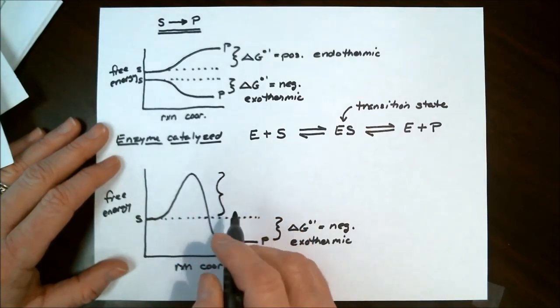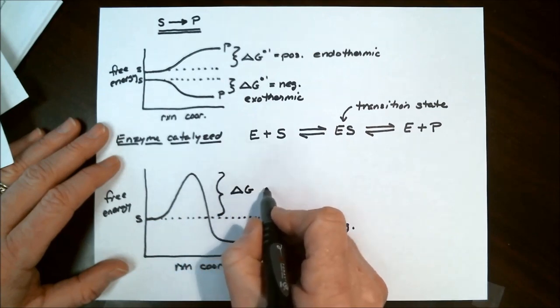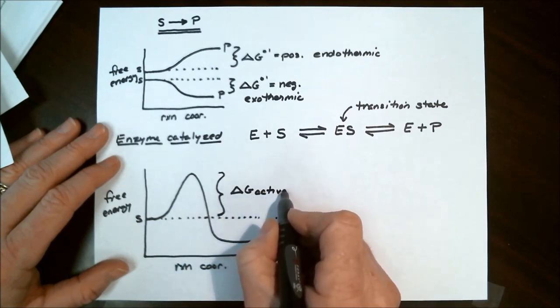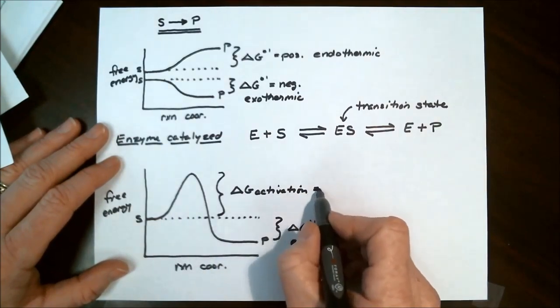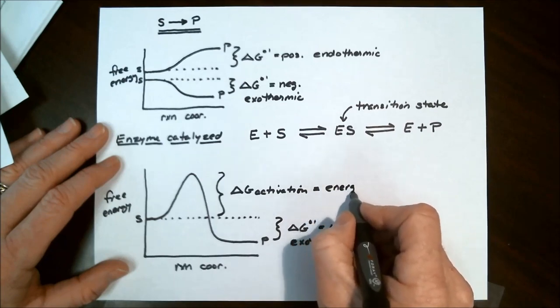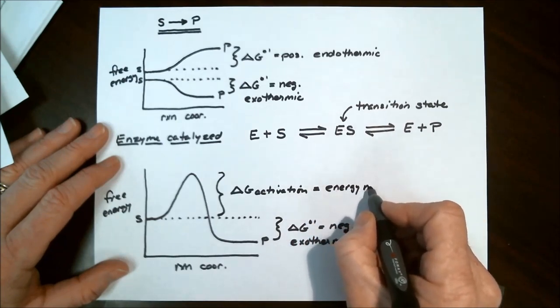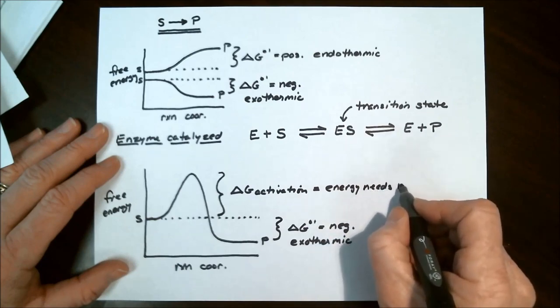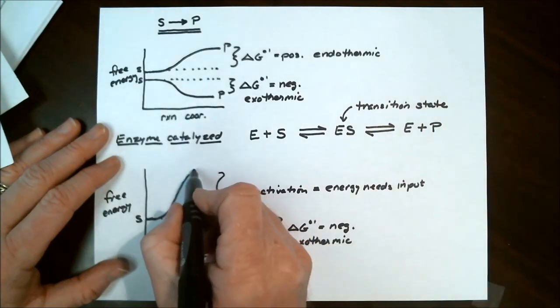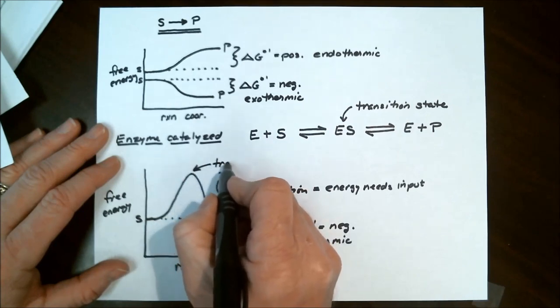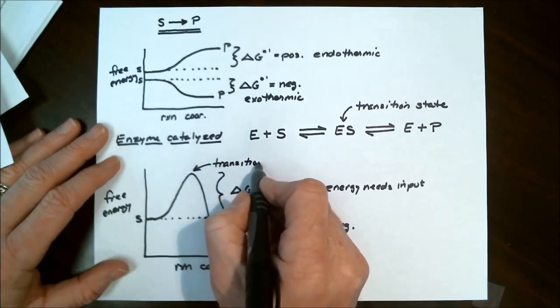Now, spontaneous is relative because we have another level of energy here that is required for this reaction, and this is called the delta G activation. What this simply is, is the amount of energy that needs to be placed into the reaction in order to get through the transition state of the reaction itself. So this top of the chemical reaction is the transition state.